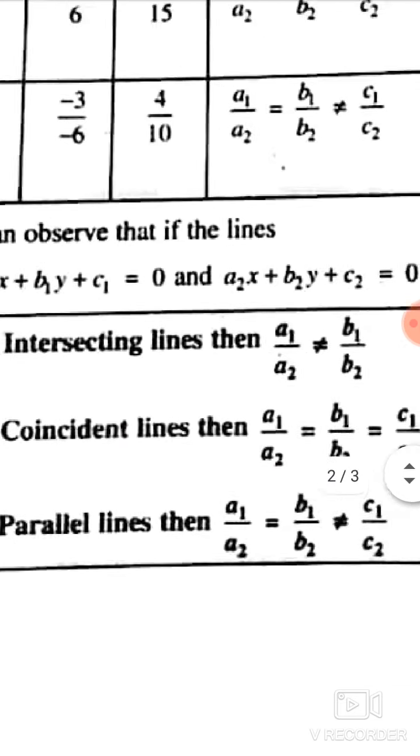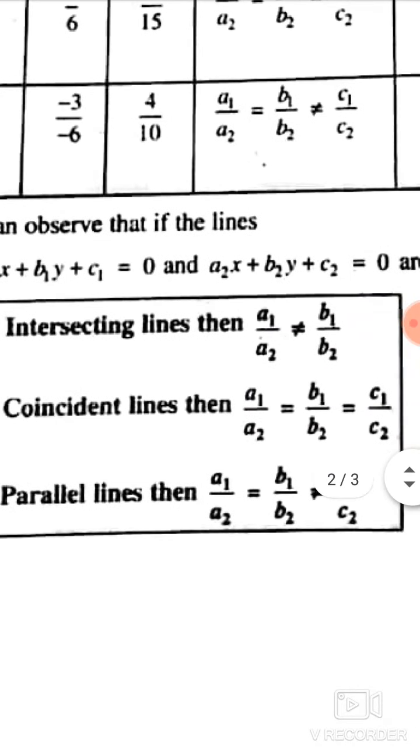Thus, if a1x plus b1y plus c1 equal to 0 and a2x plus b2y plus c2 equal to 0 are the two equations, then if the lines are intersecting, a1 upon a2 is not equal to b1 upon b2. If the lines are coincident, then a1 upon a2 equal to b1 upon b2 equal to c1 upon c2, that is all the three ratios are equal. If the lines are parallel, then the first two ratios are equal but not equal to the third ratio, that is a1 upon a2 equal to b1 upon b2 is not equal to c1 upon c2.